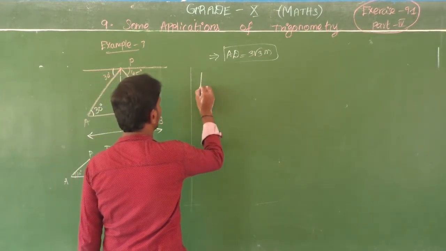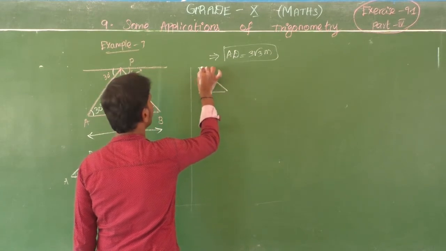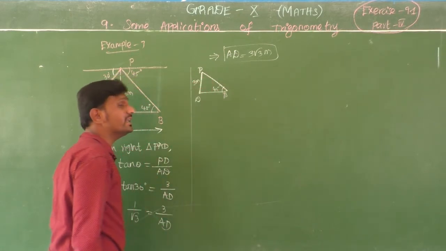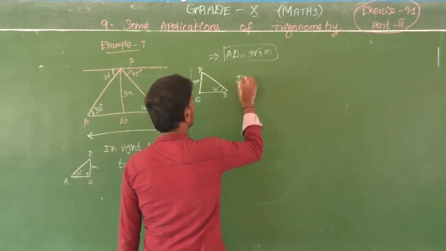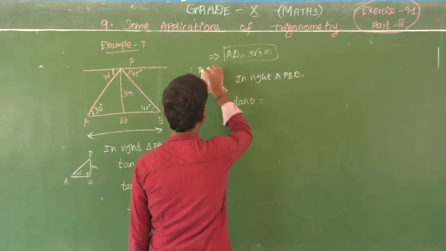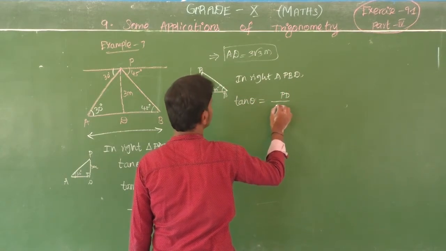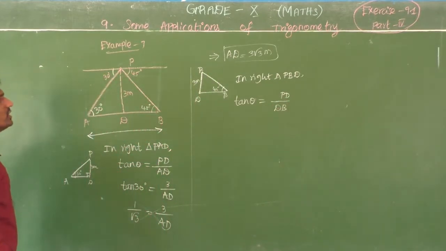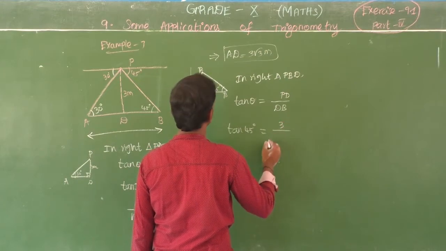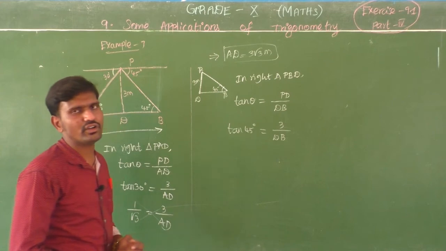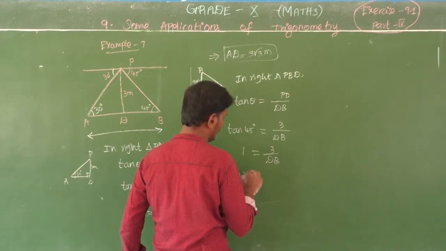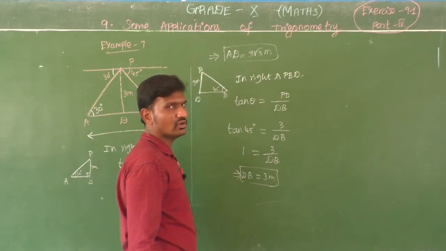And next I am going to take the other right-angled triangle, that is PBD. The angle is 45 degrees and the height of the bridge is 3 meters. Now in right triangle PBD, tan theta is equal to the opposite side PD divided by the adjacent side DB. Here theta is 45 degrees, so tan 45 degrees is equal to PD, 3 meters, divided by DB. You already know the value of tan 45 degrees is 1. So 1 is equal to 3 by DB. Taking a cross multiplication, DB is equal to 3 meters.